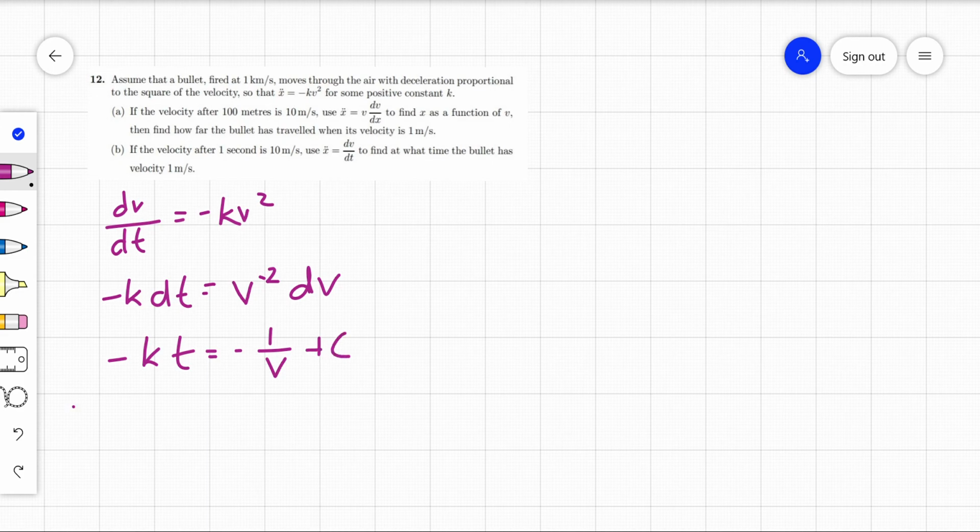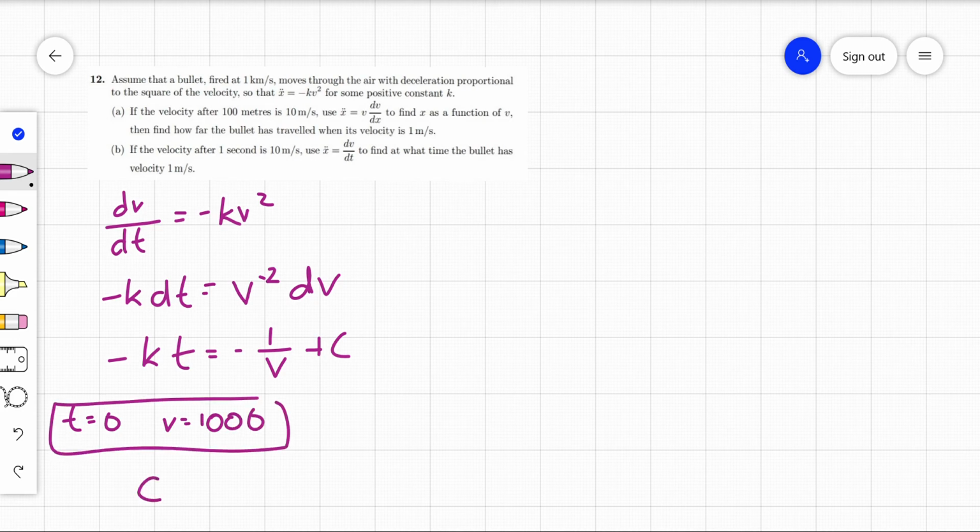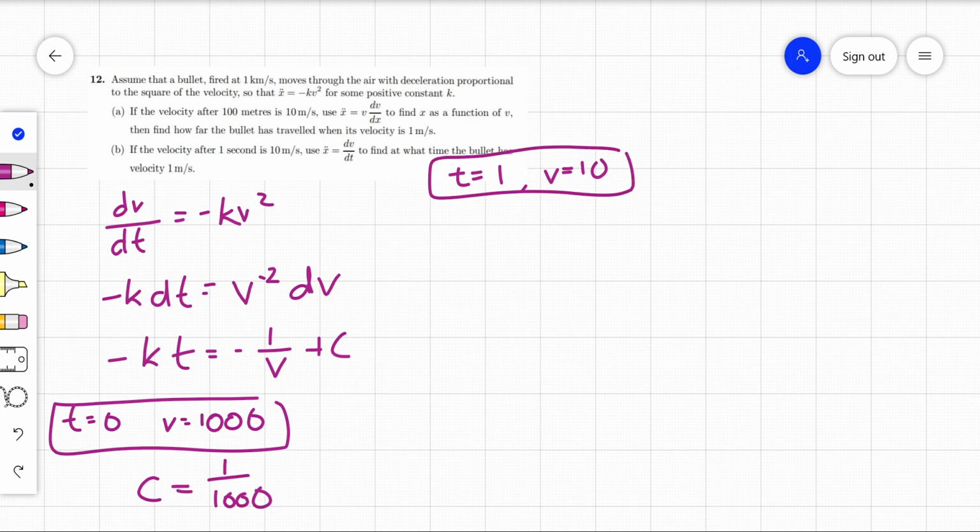c. So again, what can we sub in? Well, we know initially the velocity is 1,000. So let's use that to sub in. So we're getting c equals 1 on v, and that will be 1 on 1,000. All right, so let's go back and also use the fact that we know t equals 1 and v equals 10. So let's go back to here. So we've got minus k times 1 equals negative 1 on 10 plus c, and c is 1 on 1,000. All right, so we're looking for k.